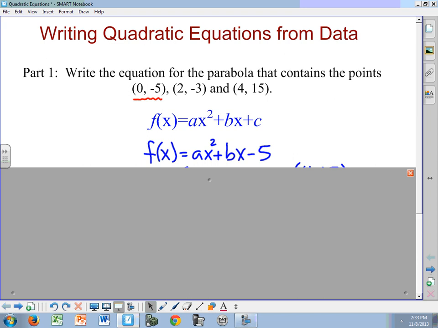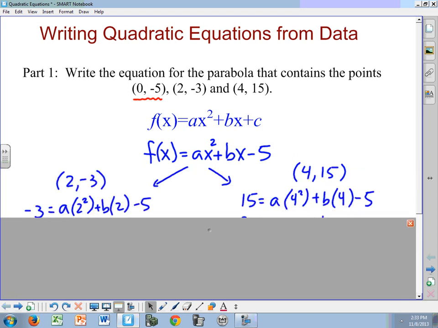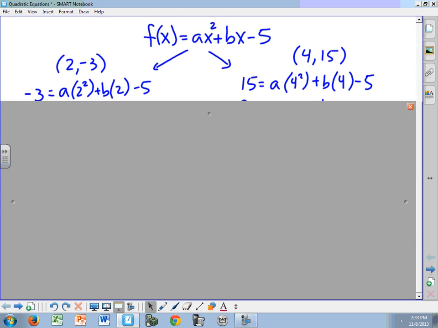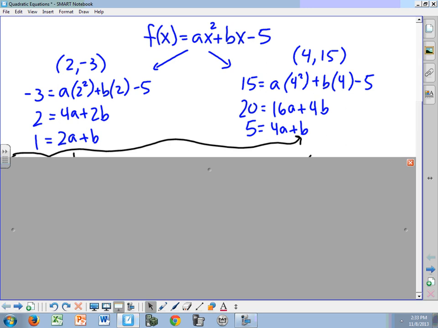And of course, using the last 2 points, (2, −3) and (4, 15), we should be able to solve this out, getting 2 equations and 2 unknowns. So I'm substituting x's and y's here. As we do that in the first case, we substitute in, and we end up with this. Moving down from here, we see at the end, solve both equations as far as we can, and then do a 2 equation, 2 unknown substitution.